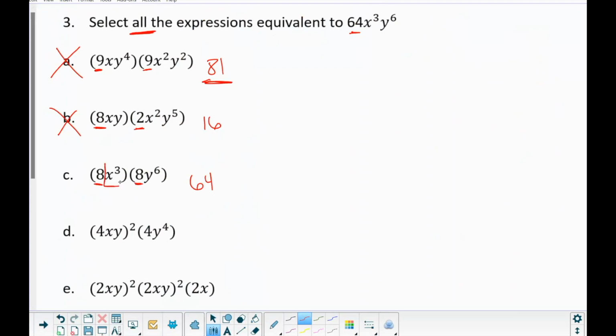Now let's go to my x's. Well, I don't have any x's here, so it's just going to be x to the third. Y's, I don't have any y's on the other side, so it's going to be y to the 6th. And look at that, it matches. So C is our first answer.